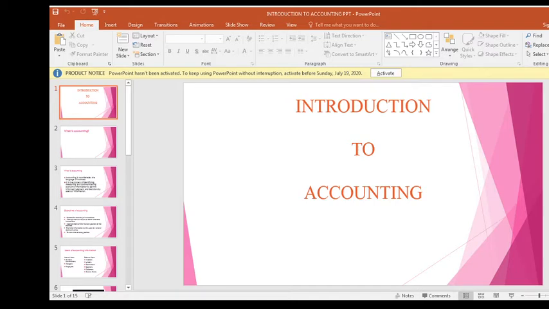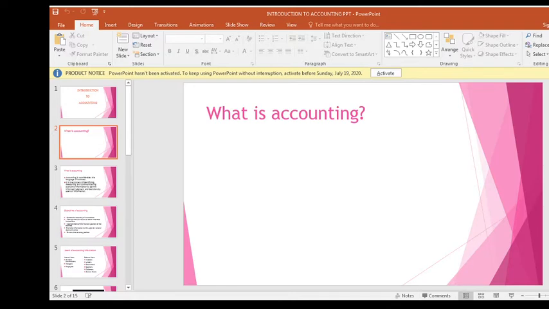In this unit, we are going to start with the first topic, which is Introduction to Accounting. The Introduction to Accounting topic is going to give us a foundation of what we are going to encounter in our subsequent topics in this particular unit. In this part, we are going to start with the first objective, which is understanding what accounting is.